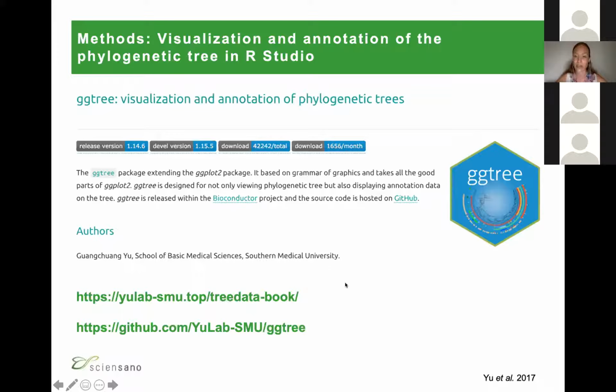And so with this package, you can upload your tree into R, and it takes many different tree formats, and you can have an Excel table with all your patient data, and then you can match on the sample name, and you can construct your tree and you can annotate it. And I will also show you examples of this in our project.